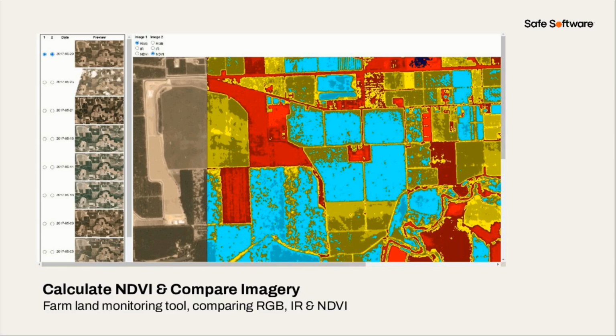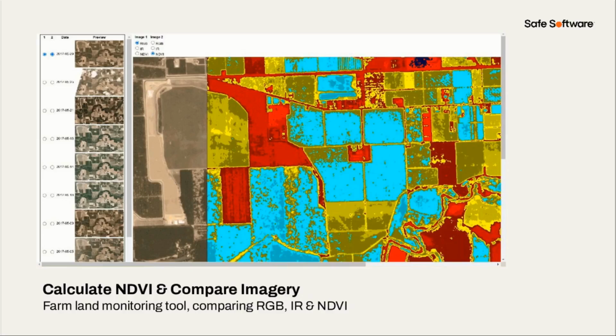So our first slide shows this amazing imagery tool. This is a farmland monitoring tool which calculates NDVI, which is the normalized difference vegetation index. With this tool, we're able to compare two images in their own format. So for example, RGB, IR, which is infrared, and NDVI. I'll just give a quick explanation of infrared and NDVI.